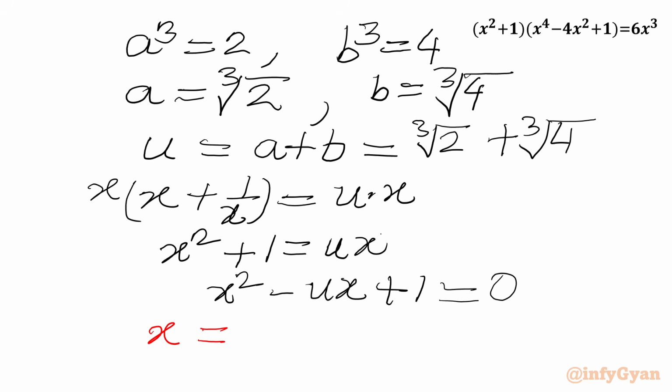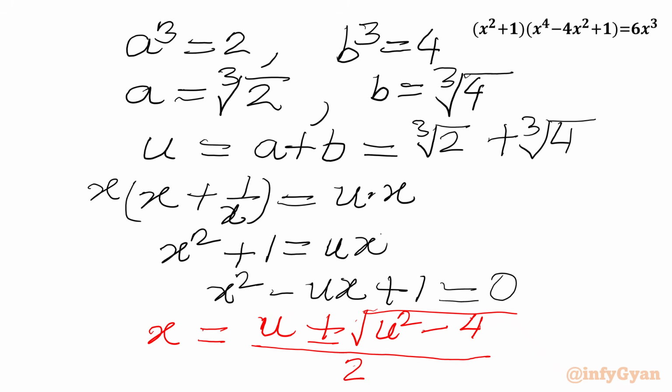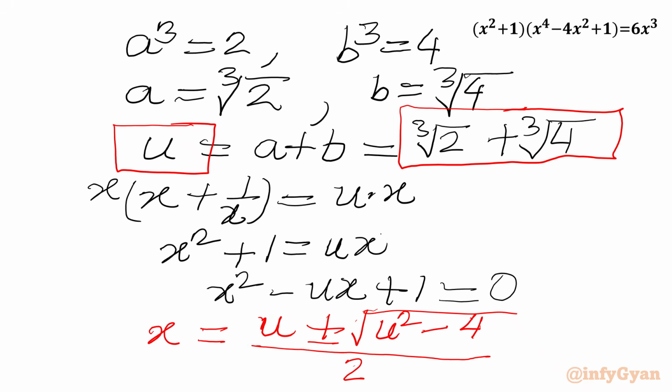So x will become minus b, so minus of minus u, plus minus square root of minus u square, which is u square, minus 4 times 1 times 1, it is 4 only, over 2 times 1, it is 2. Now we have to plug in u equal to cube root 2 plus cube root 4. If we apply both the values, I will get the u value approximately 2.8473, which we are going to apply here to get the real values of x.